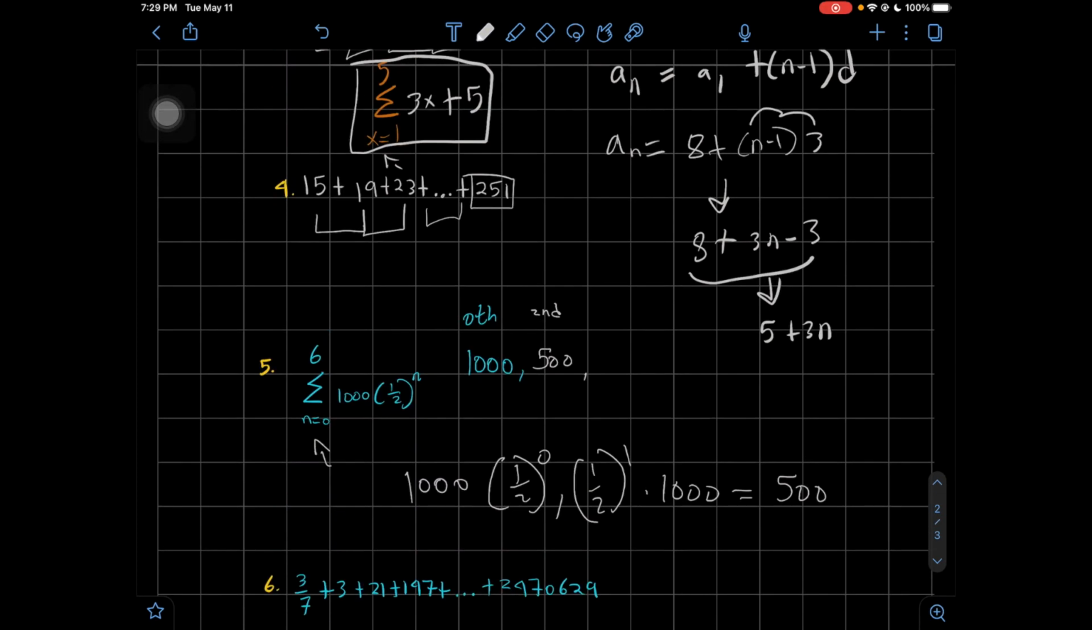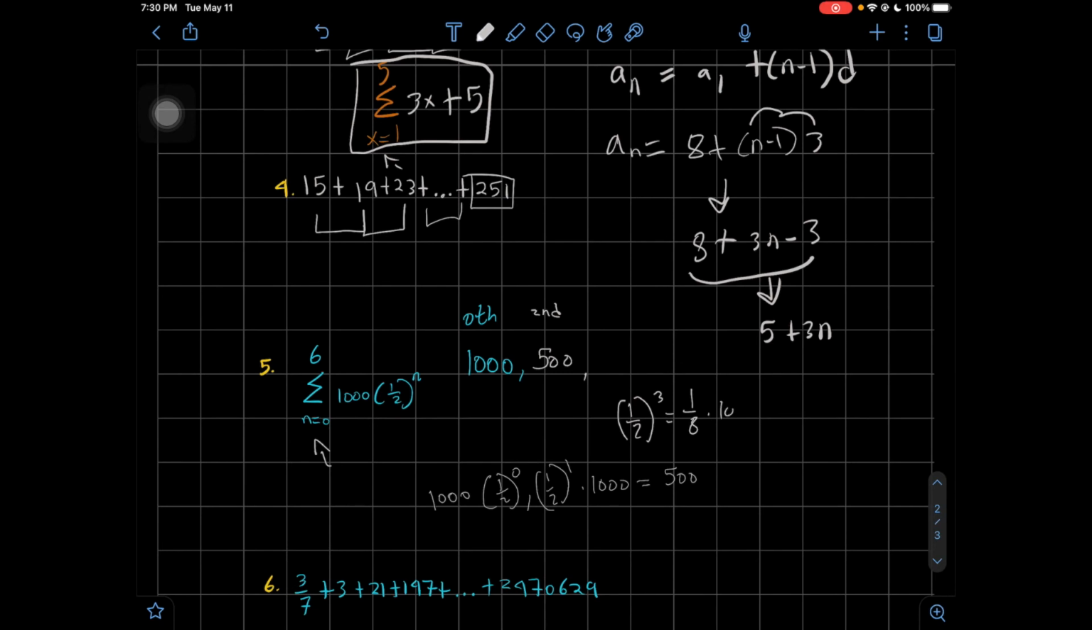Third term, so now we have 1/2 to the power of 3. 1/2 to the power of 3 just equals 1/8. 1/8 times 1,000 is just 125. That's our third term.